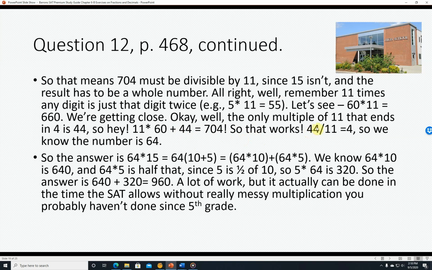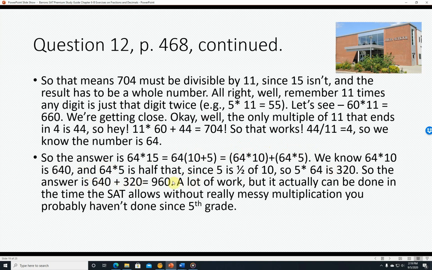Didn't even have to use a calculator. So then we know the number is 64 because 44 over 11 is equal to 4, so it's 60 plus 4. So we know the number is 64. So the answer is 64 times 15, and then we can just use the distributive property again. 64 times 15 is the same as 64 times 10 plus 5. So 64 times 10, we have that here. That's 640. 64 times 5, well, since we know that 64 times 10 is 640, and we know 5 is half of 10, all we have to do is take half of the 640, and that's 320. That's pretty easy. So the answer is 640 plus 320 equals 960.